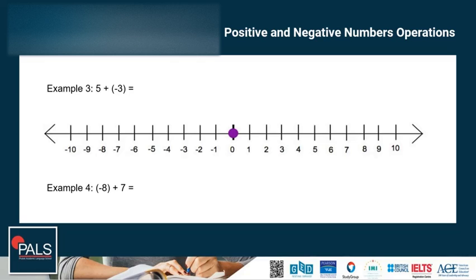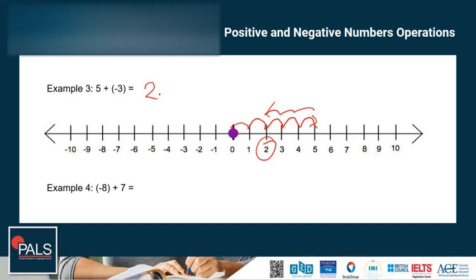Let's try another example. Okay, example number 3. 5 plus negative 3. So let's mark on the number line. 5, that is 5 units to the right. 1, 2, 3, 4, 5. And then negative 3 is 3 units to the left. So from here, 1, 2, 3. Okay, at this direction. So the answer is 2.